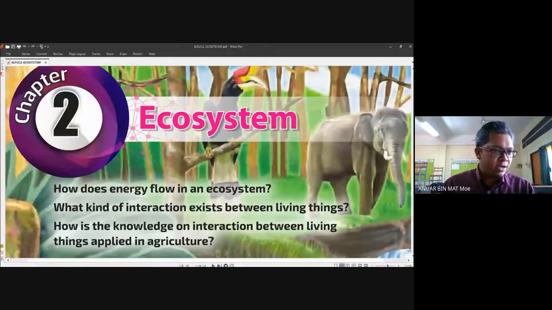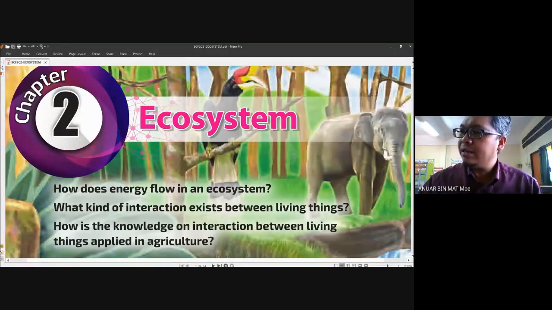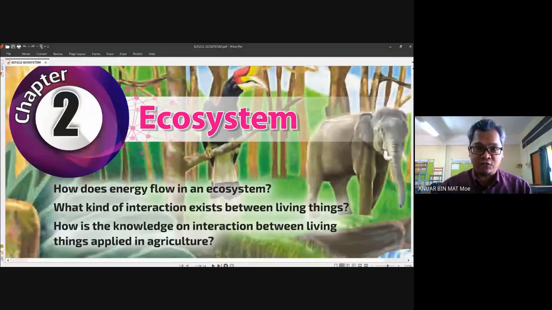So our lesson for today, I think we continue to learn the next chapter for Form 2. That is chapter 2. The chapter for chapter 2 is ecosystem. We are still learning the first theme in Science Form 2. That is the maintenance and continuity of life. Meaning that if you still remember, there are 4 chapters in Form 2.